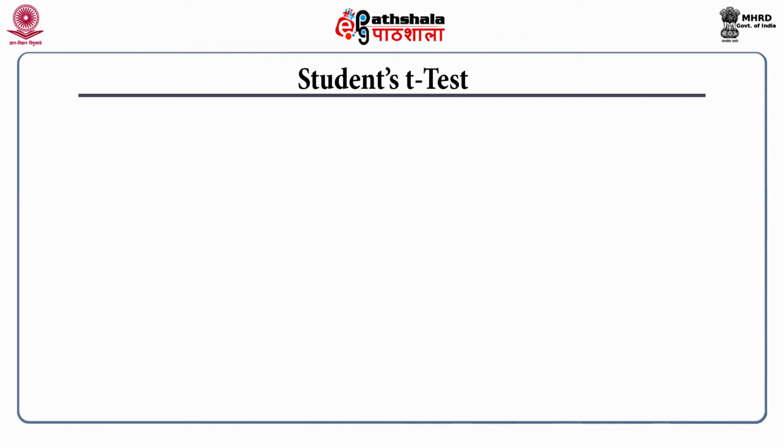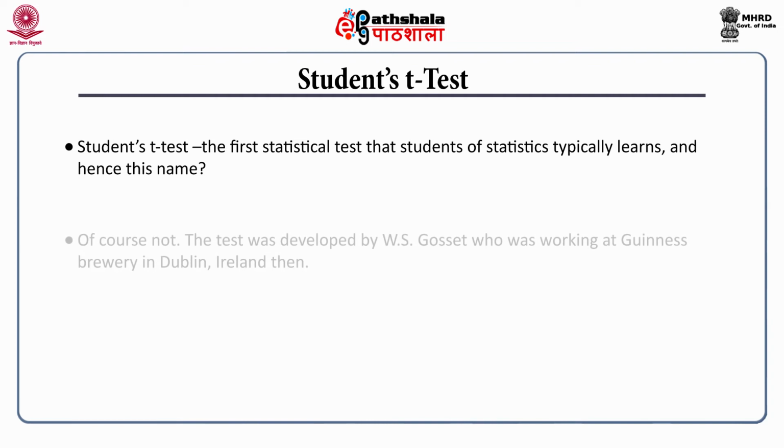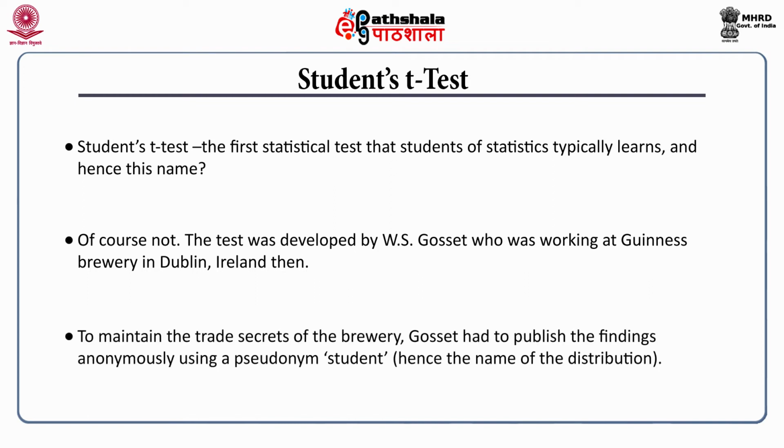Student t-test, the first statistical test the students of statistics typically learn, and hence the name? Of course not. The test was developed by W.S. Gossett, who was working with the Guinness Brewery in Dublin, Ireland then. To maintain the trade secrets of the brewery, Gossett had to publish the findings anonymously using a pseudonym, Student, and that is why the name Student t-distribution came.